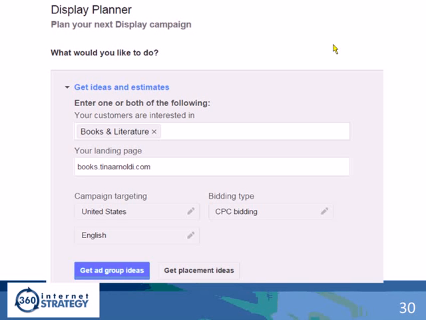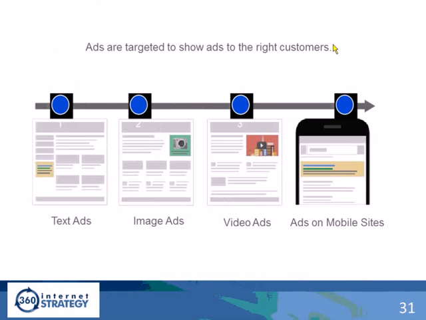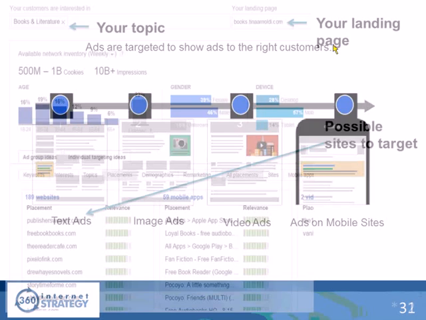So I just went ahead and picked that category and the landing page, that home page, and then I said, let's just go ahead and get some ideas. And we'll show you, again, I am going to get in there to show you. But this is where with the display network too, as you start getting ideas, know that you can do text ads, image, video, and then on mobile sites. So this is where you can get really creative. You go beyond just the text and an ad.